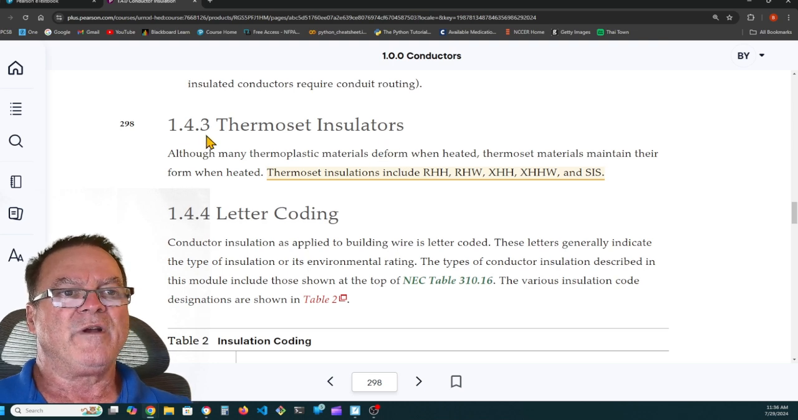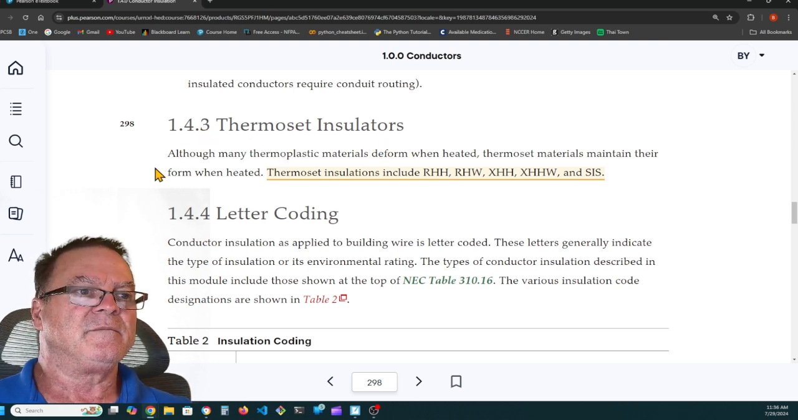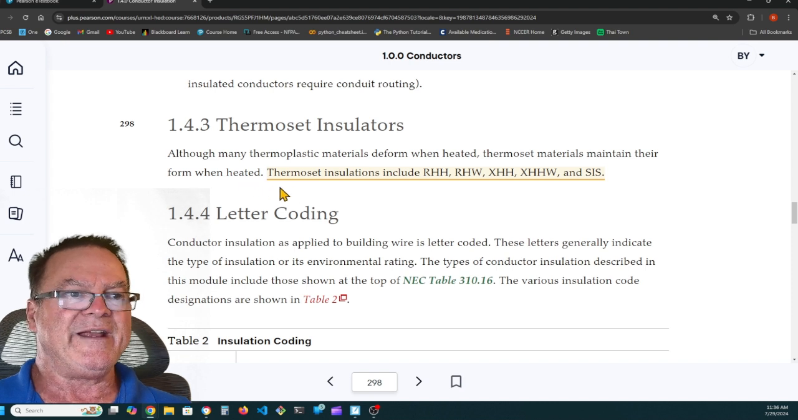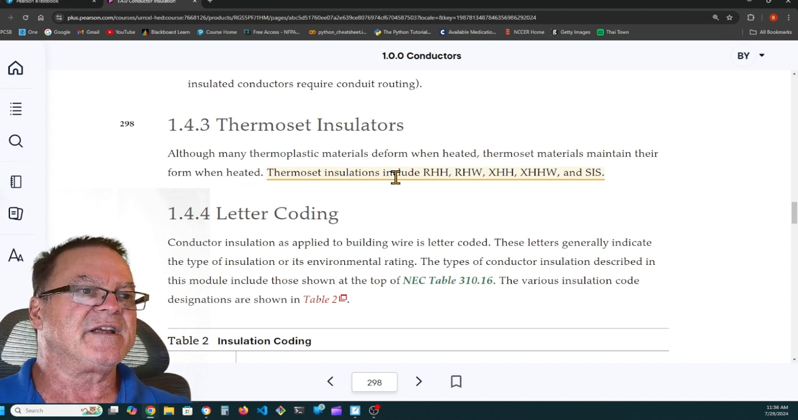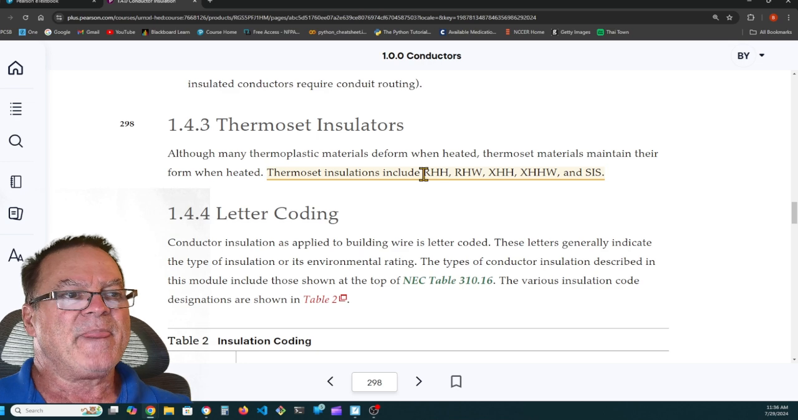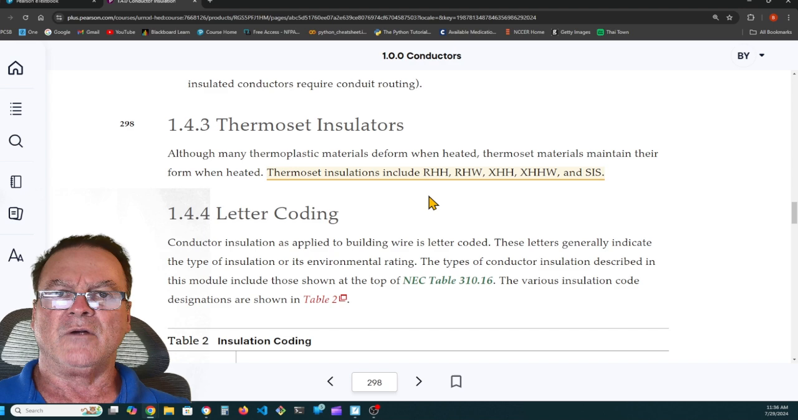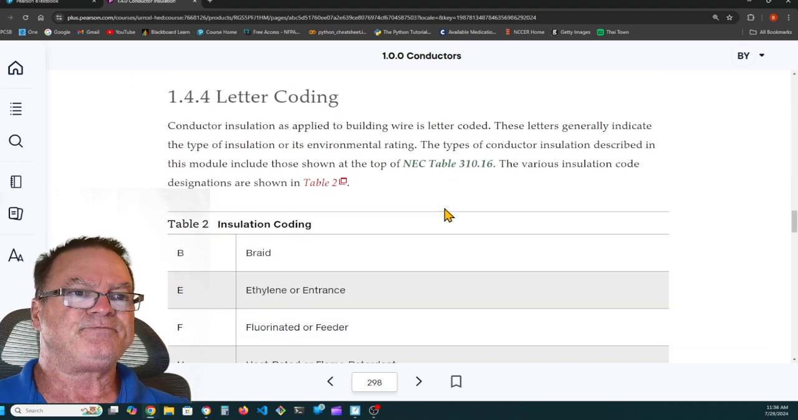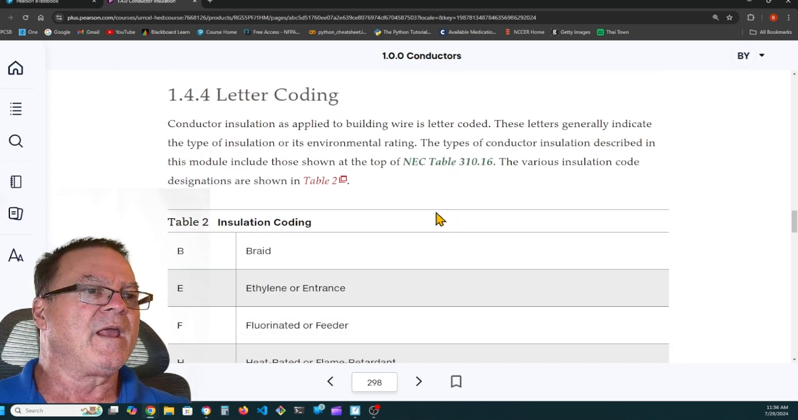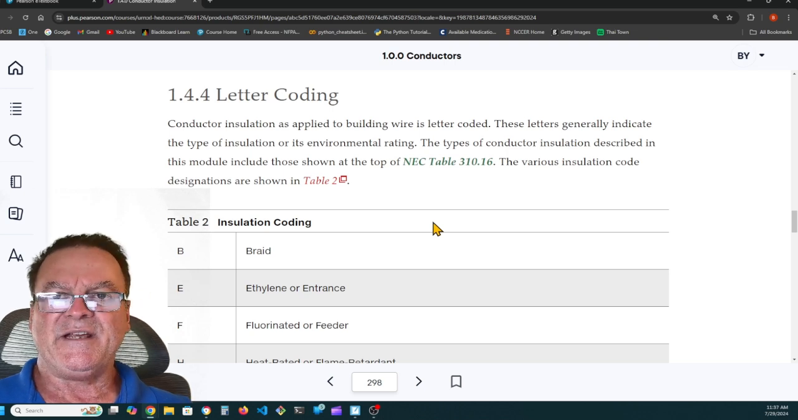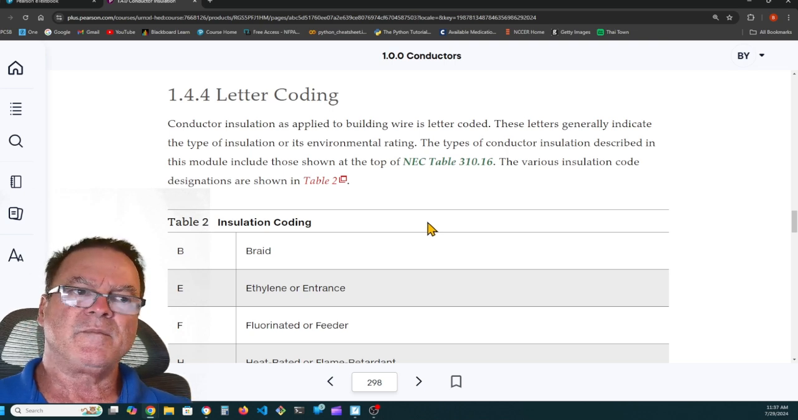Thermoset, 1.4.3. Although many thermoplastic materials deform when heated, thermoset materials maintain their form when heated. This is a highlight. Thermoset insulation includes RHH, RHW, XHH, XHHW, and SIS. You can think of that R as standing for rubber. That thermoset is kind of a rubberized insulation. Thermoplastic is T. Thermoset is R.